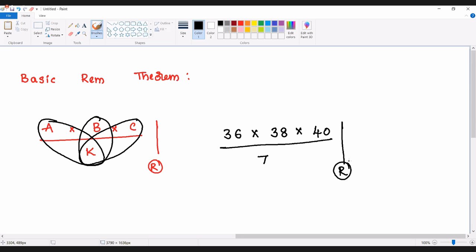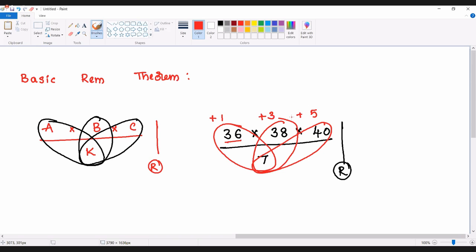You need not multiply all these numbers. You can directly go with the individual remainders. When we divide 36 by 7, what is the remainder? 7 fives are 35, so 36 leaves 1 more, and the remainder is 1. For 38 divided by 7, 7 fives are 35, so the remainder is 3. For 40 divided by 7, 7 fives are 35, and we are left with an extra remainder of 5.